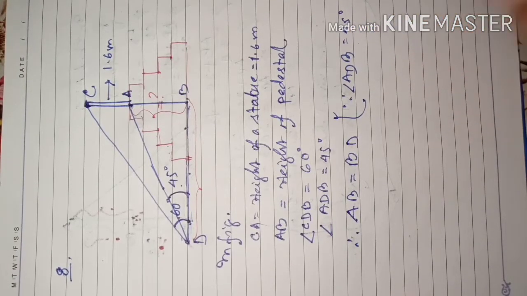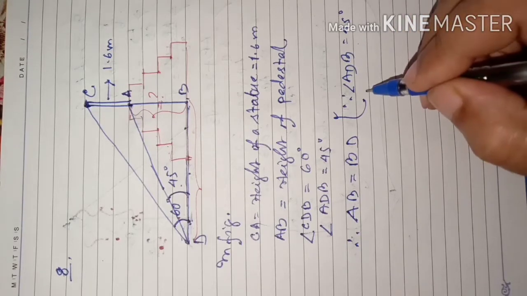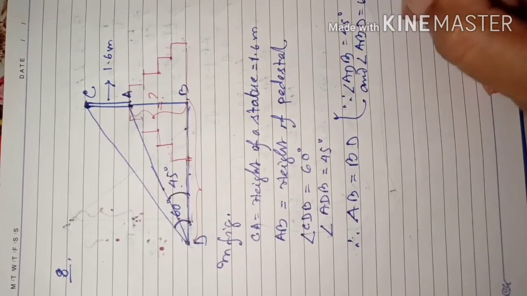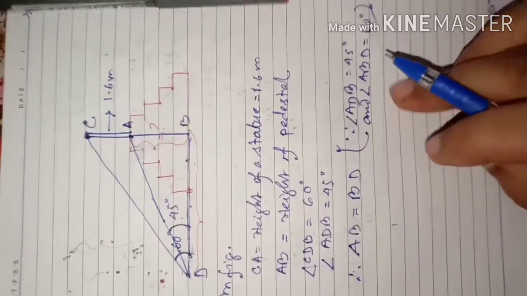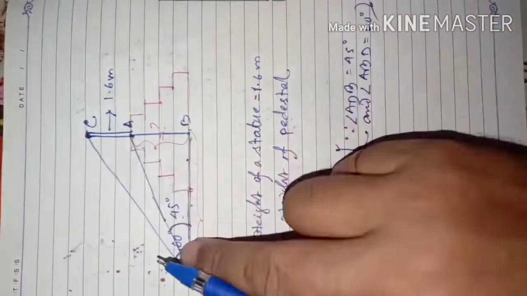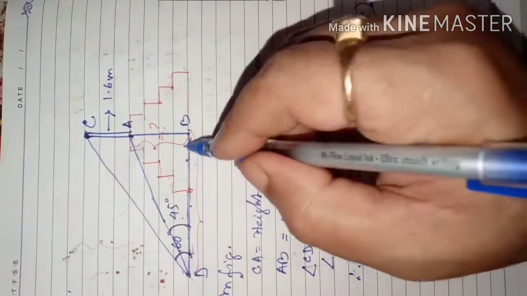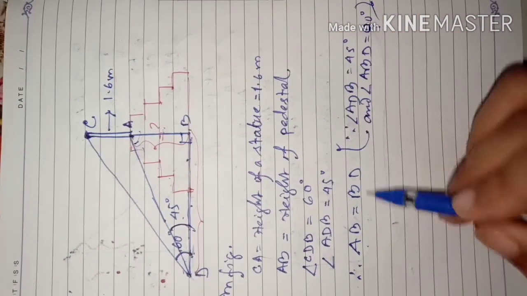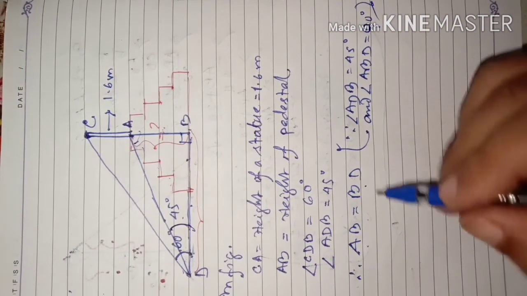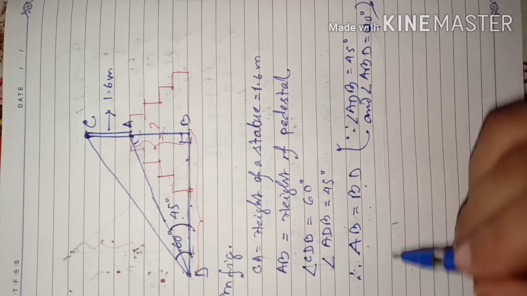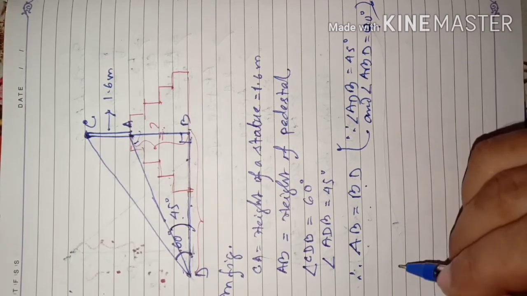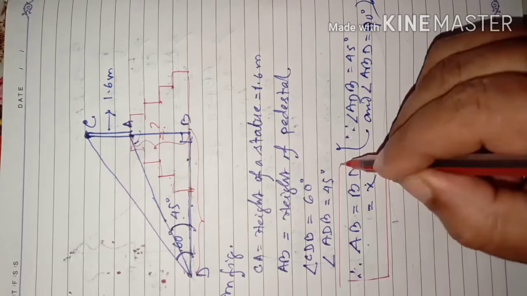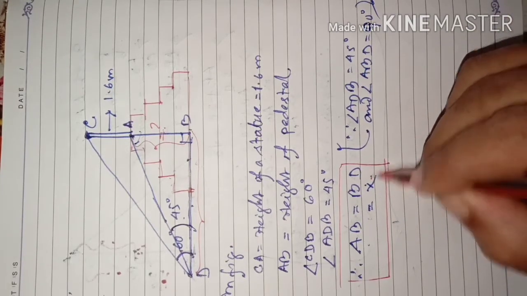Or you can say like this, angle ABD is equal to 90 degree, sorry, not 60, I said 60 by mistake. This is 90 degree, and this angle is 45 degree, that's why we will say directly AB equal to BD. So both are equal, we can consider them as x also, if you want to. Say this is x, both are equal to x, suppose.